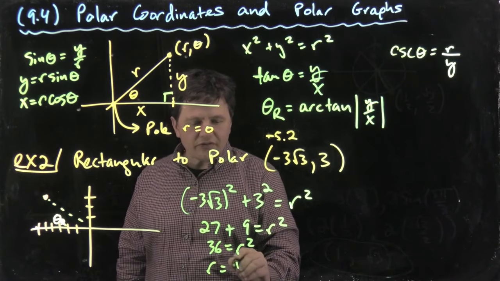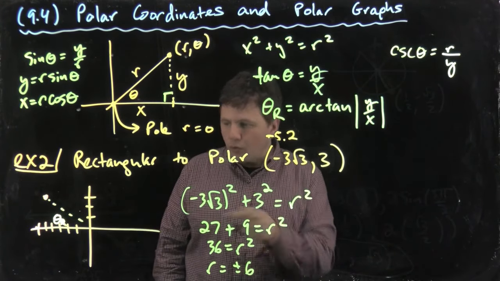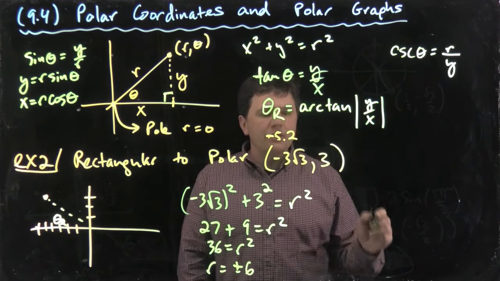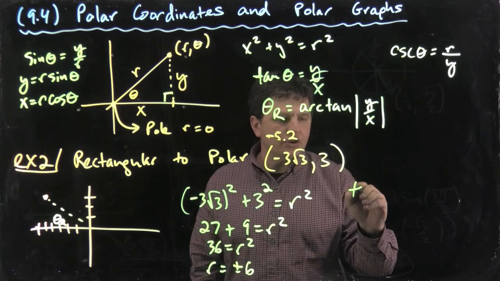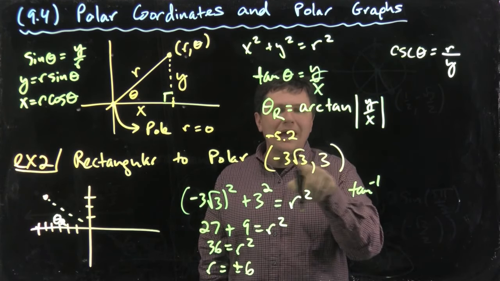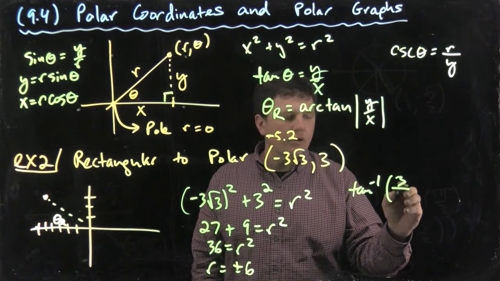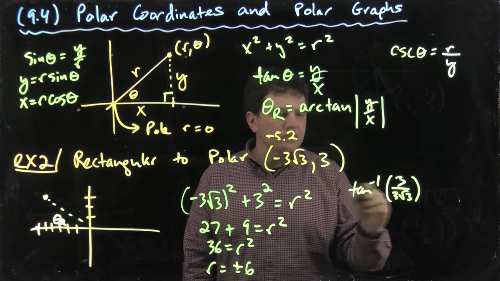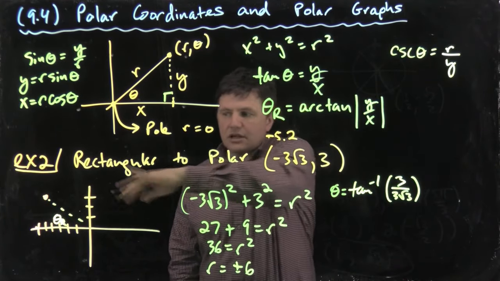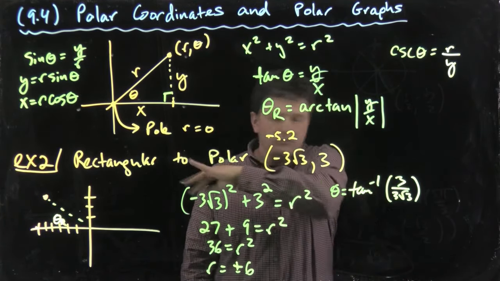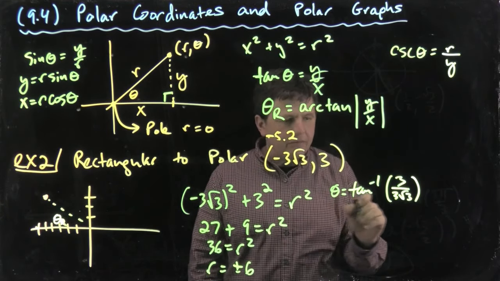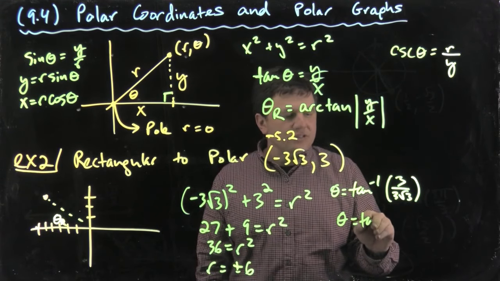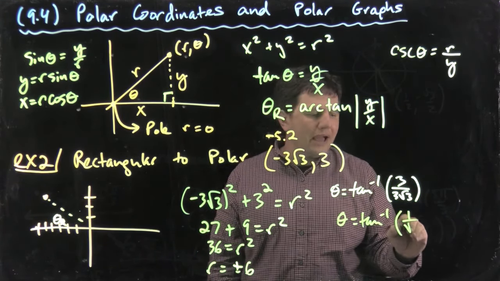So r could be plus or minus 6. We'll do both, and we'll show how we're going to get that. Now the theta: we're going to do arctangent, or inverse tangent, of y over x. So that's going to be 3 over 3 radical 3. Like I said, I'm doing the reference angle, so I'm just going to make this positive and think it through using the unit circle. The 3's cancel, so I get inverse tangent of 1 over radical 3.